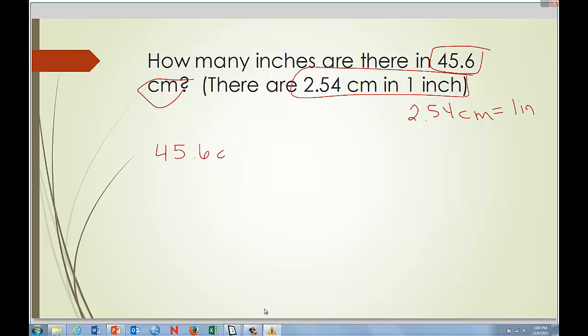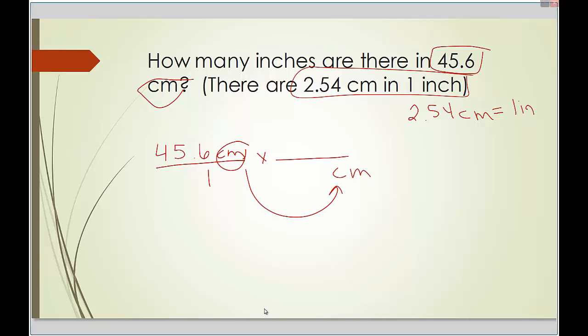Over 1. We have centimeters on the top, so I'm going to put centimeters on the bottom of the next one. I look for centimeters in the conversion factor. I notice 2.54 next to it, so that's going to be the number that goes with the centimeters. Is equal to 1 inch. So 45.6 divided by 2.54 is equal to 17.9 inches. There's 3 numbers in the question, so there'll be 3 numbers in the answer.